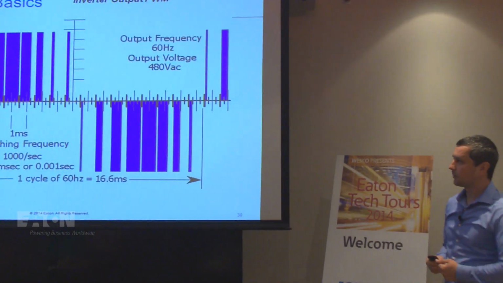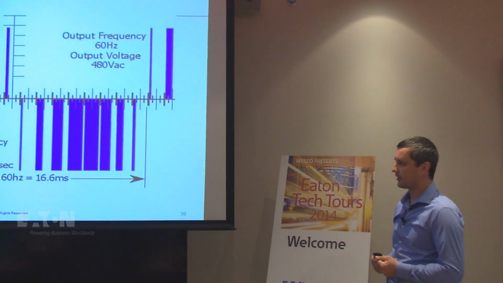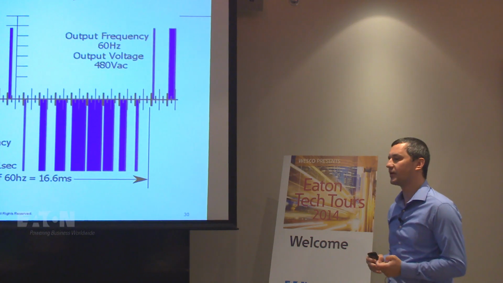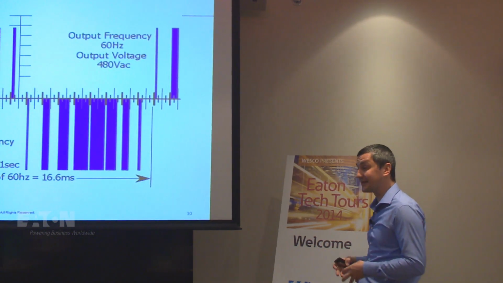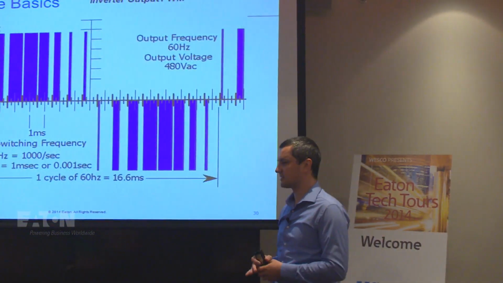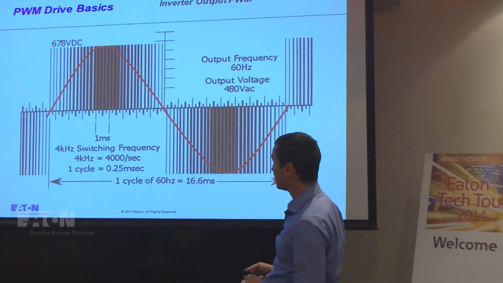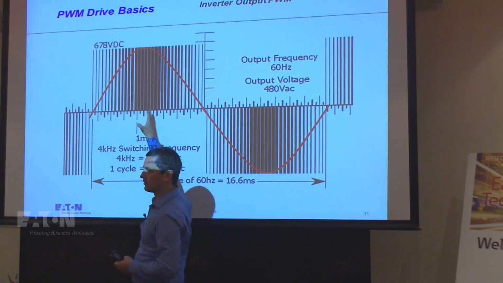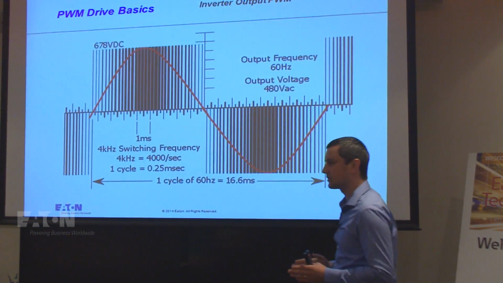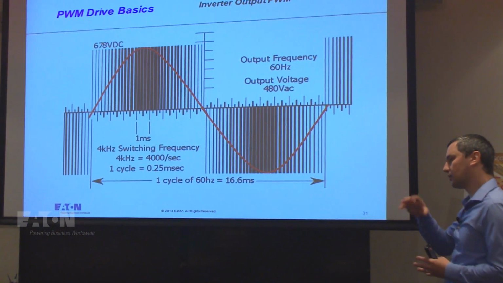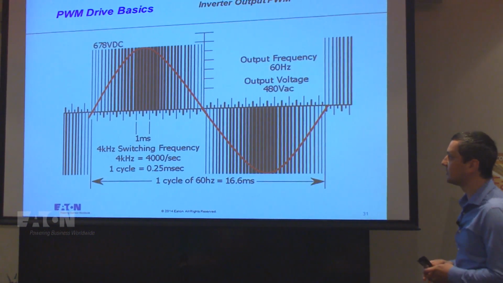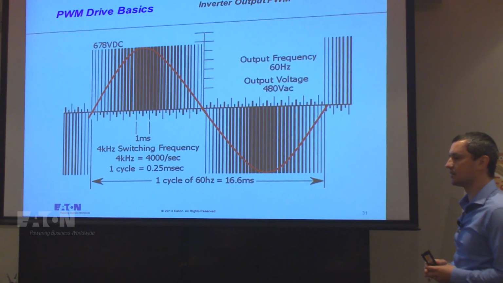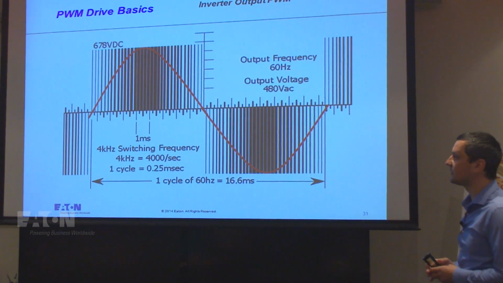This is how your pulse width modulation looks, and this is how we try to recreate that sine wave at the output of the drive. It's not an ideal sine wave because it's pretty chopped, and we can see that here. So we have different durations for the inputs when we open or close the circuit. And based on that, you're trying to simulate that sine wave.